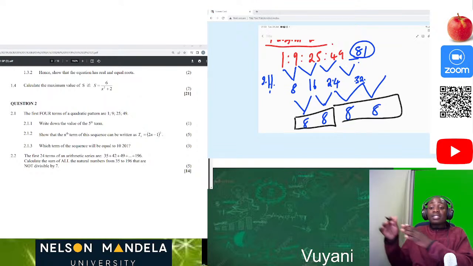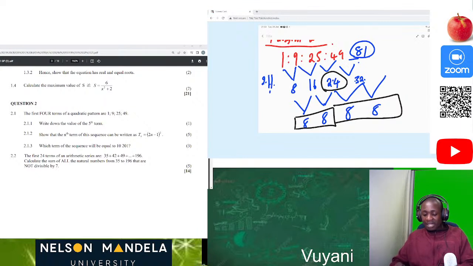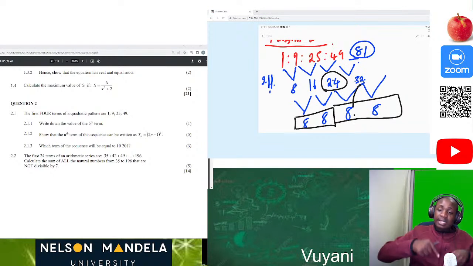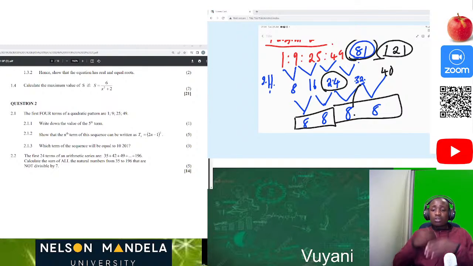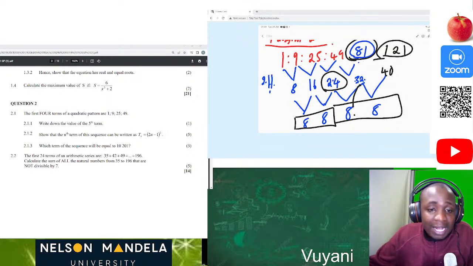Even the terms which follow still have the same common second difference, which is 8. Since we finished at 24, we say 24 plus 8 to get 32. If we say 32 minus 24, we get 8, which is still the second common difference. Then 32 plus 8 is 40. If they ask for the next two terms, 81 plus 40 will be 121. That's how you calculate the following terms in a quadratic number pattern.